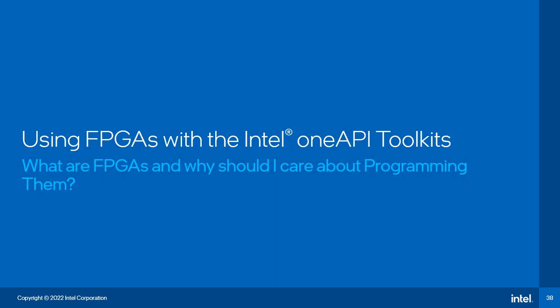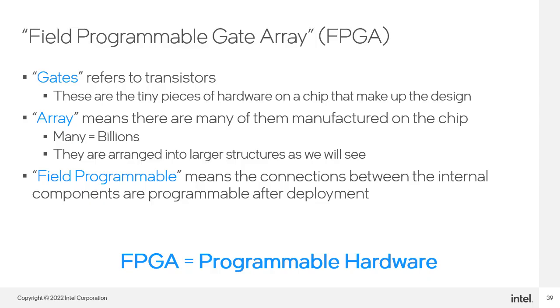If you are unfamiliar with FPGA, this will provide you a simple introduction. FPGA stands for Field Programmable Gate Array. Gate array being an old concept. The gate refers to the transistors, which are the tiny pieces of hardware on a chip that make up the design. Array means there are a lot of them on the chip, as many as billions of transistors. We don't program at that finer granularity. Rather, we group them into larger structures. Field programmable means that all the connections between these internal components or structures, such as lookup tables, clocks, and memories, are programmable in the field after deployment. Simply put, FPGAs are programmable hardware.